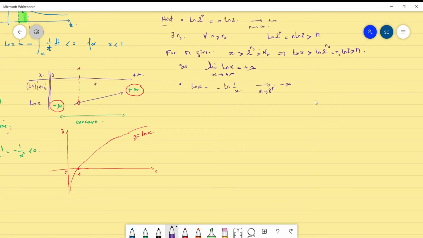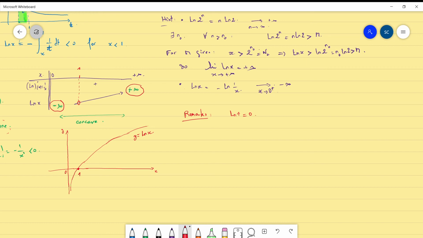What else should you know? There is something else. Since we have a one-to-one function, let's put this as an important remark. Remarks: we have ln 1, which is 0. We found it to be 0.